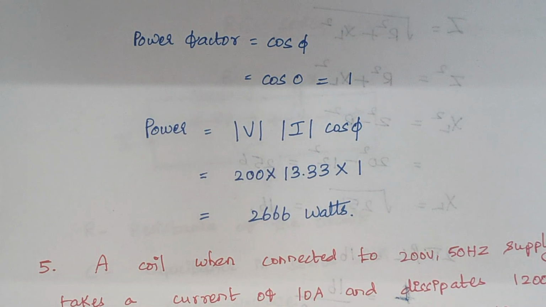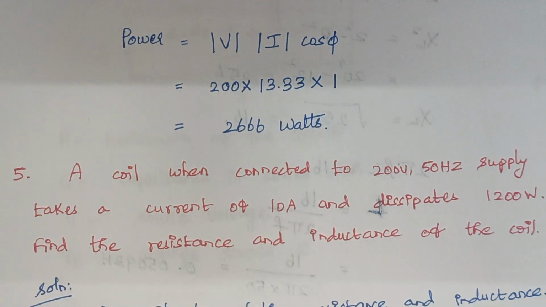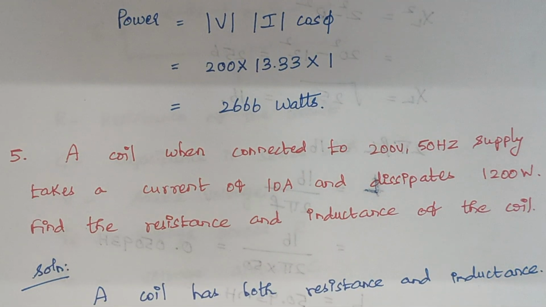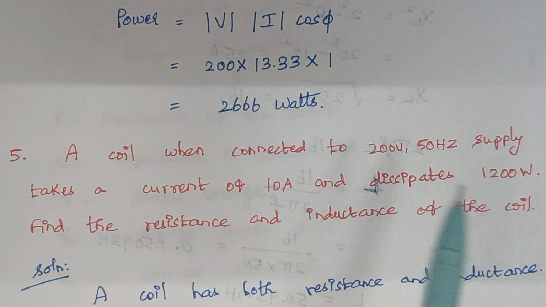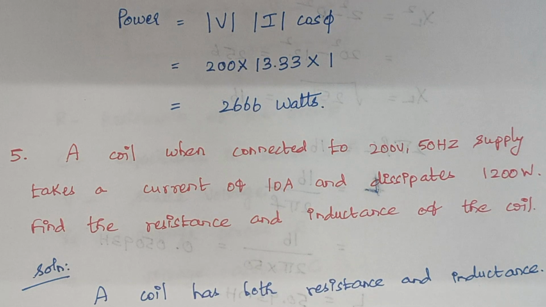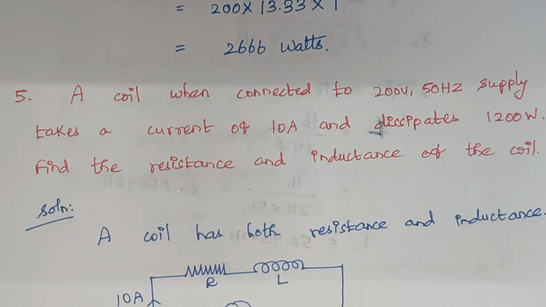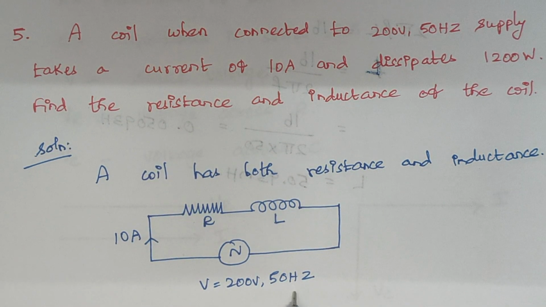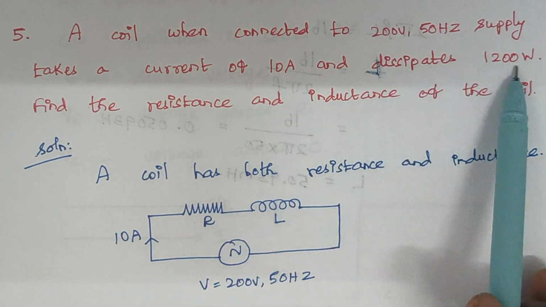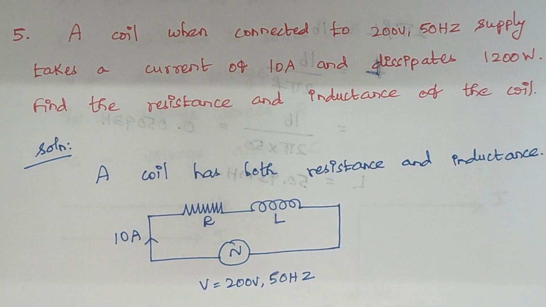And again we will proceed with this fifth problem. Here a coil, when connected to a 200 volt 50 hertz supply, takes a current of 10 amps and dissipates 1200 watts. Find the resistance and inductance of the coil. Whenever we consider the term coil, a coil will always have both resistance and inductance. The supply voltage is 200 volt, 50 hertz, it takes a current of 10 amps, and the power dissipated is 1200 watts.